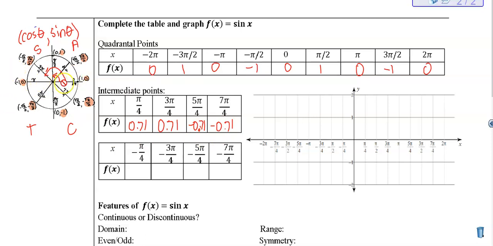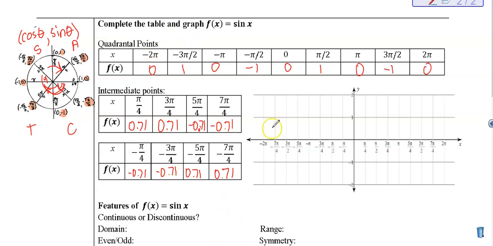If I start rotating backwards now, negative pi over 4, I'm in quadrant 4, that's negative 0.71. Negative 3 pi over 4, I'm in quadrant 3, negative 0.71. Negative 5 pi over 4, I'm in quadrant 2, sine is positive. And then if I go back to negative 7 pi over 4, the sine of that would also be positive. So same kind of points, right? Just in different positions on your x-axis.